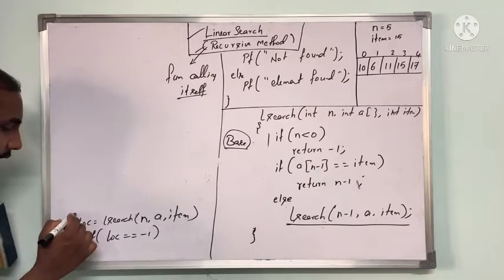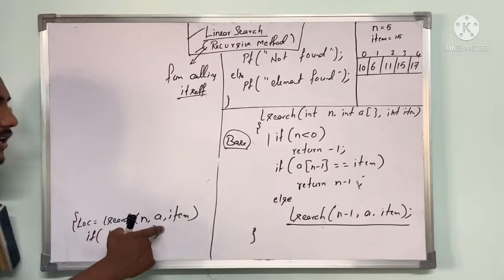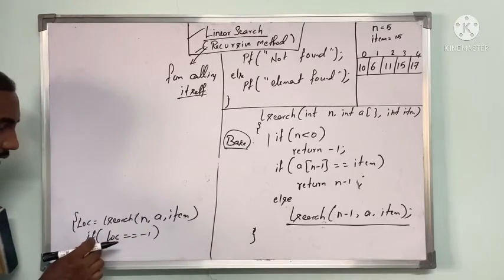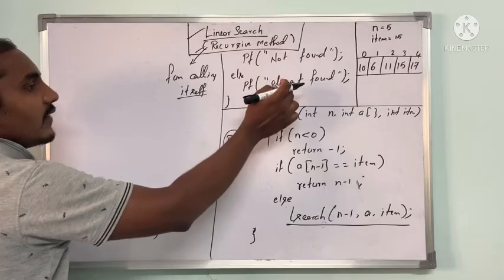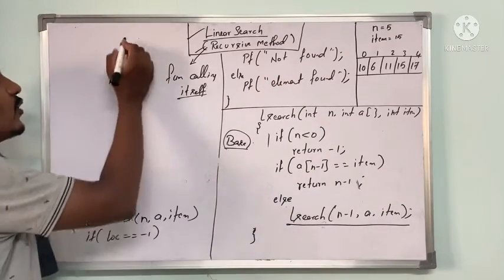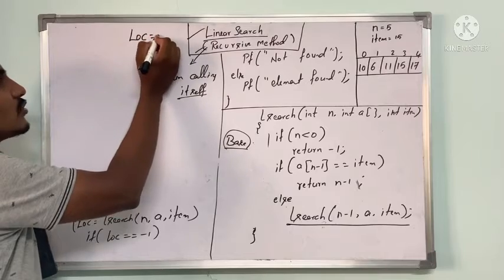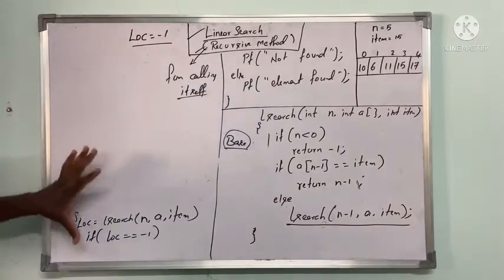Now in the main function we are calling location equal to linear search of n comma a comma item. And if location equals -1, we'll say element not found. If it is not -1, we'll say element found. And if you observe, we have already written location equals -1 in the declaration. Okay, so that completes our main function.